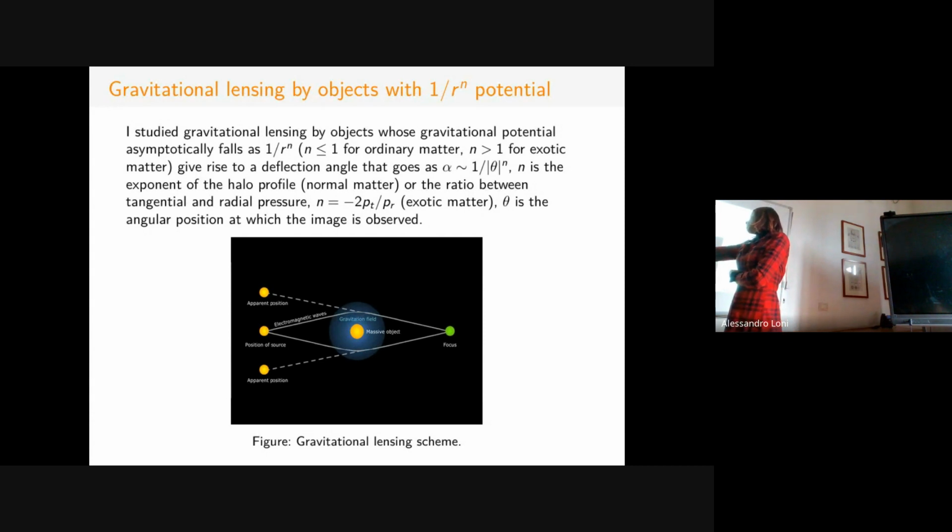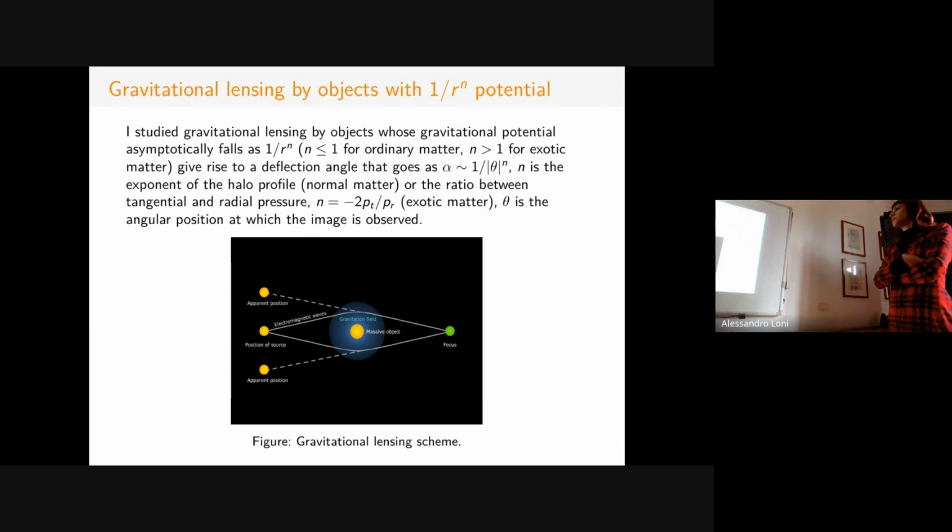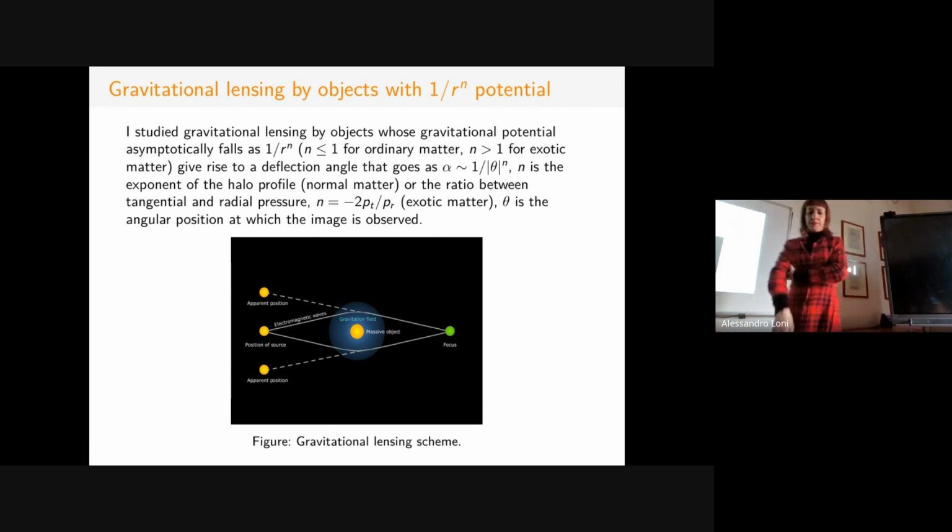So when the light from the source passes beside a massive body, it's bending. So we don't see the real position of the star, but we see a shifted position. So theta is the angle position in which we observe the source. And n is an index which can represent the ratio between the tangential and the radial pressure in the case of exotic matter, or can represent the halo profile in the case of normal matter.